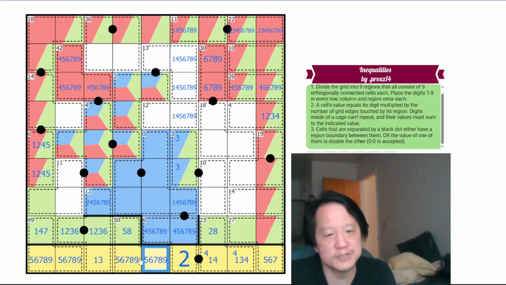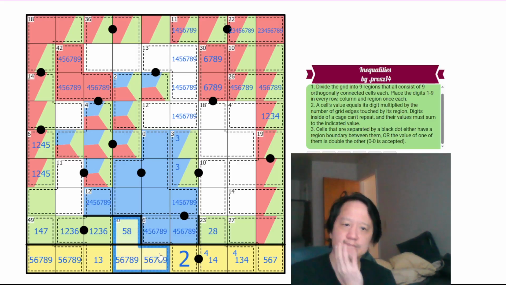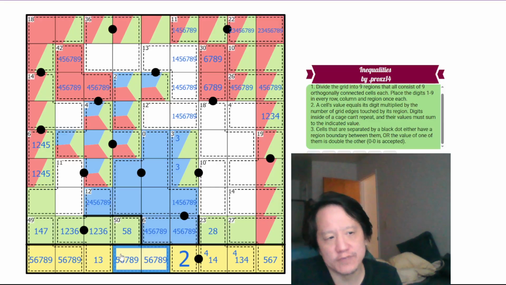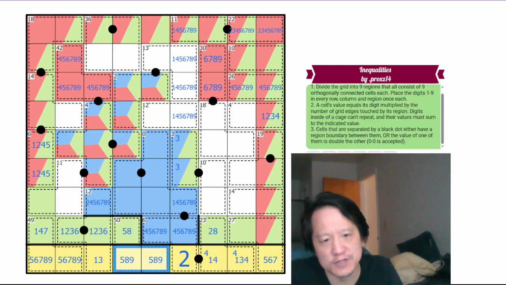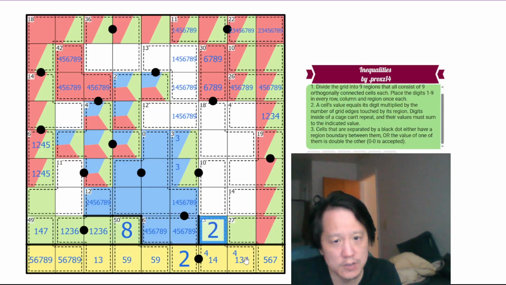Okay, what happens if this is 5, 9? Let's just try various things. 5, 9, that forces this to be 8. That works fine. 14 times 3 is 42 plus 8. That makes this 2. So this must be 3 and 4.